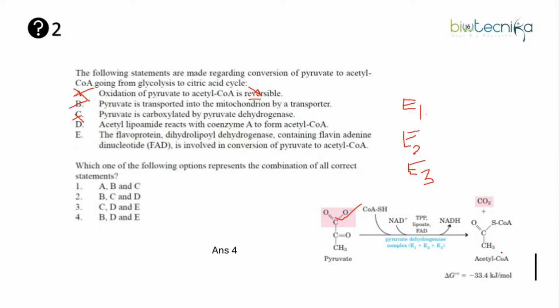So E3 catalyzes the regeneration of the disulfide group from the lipoyl electrons, and those electrons first pass to the FAD and then to NADH. So therefore statement D and E is correct. So overall, if you see, option 4, statement B, D and E is correct.